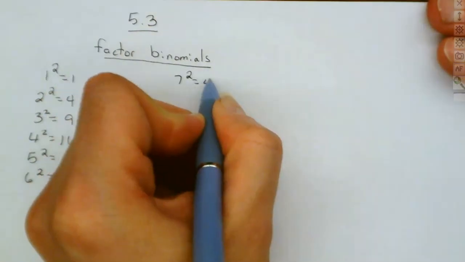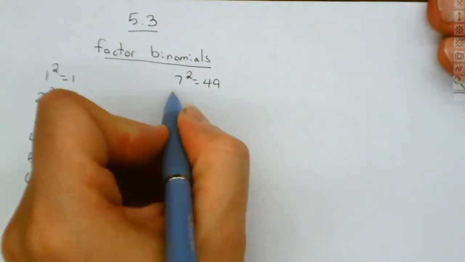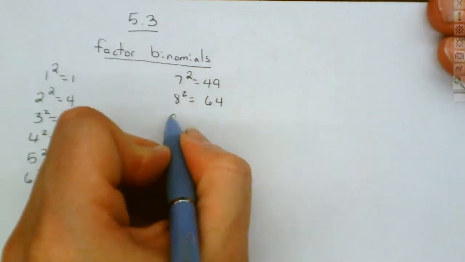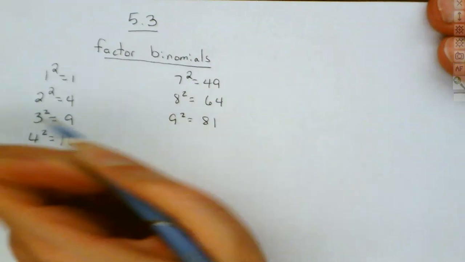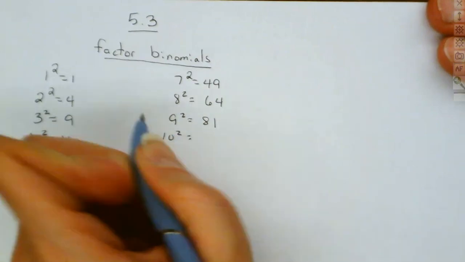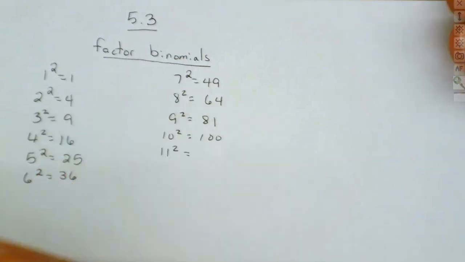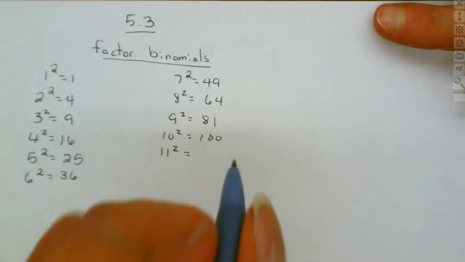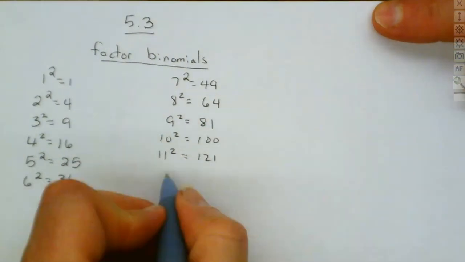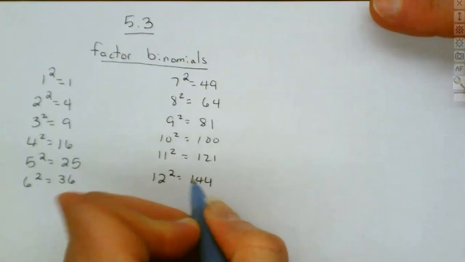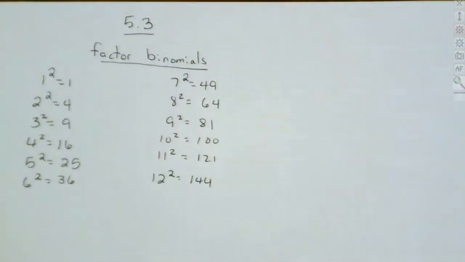7 squared is 49. 8 squared is 64. 9 squared is 81. 10 squared, of course, is 100. 11 squared is, I believe, 121. We don't use it that often, so let me check. Yep, it is 121. And 12 squared is 144. Okay, so these are our squares.